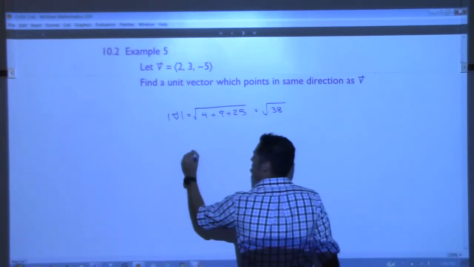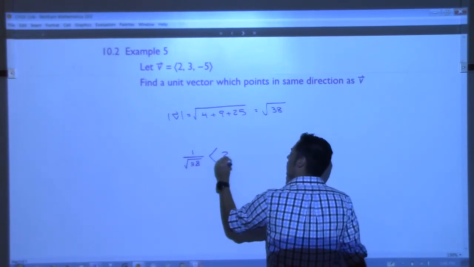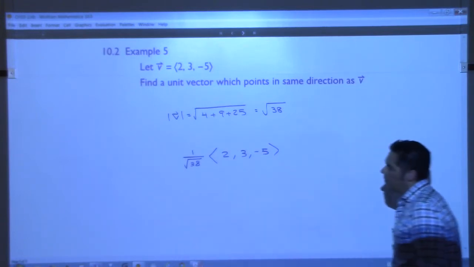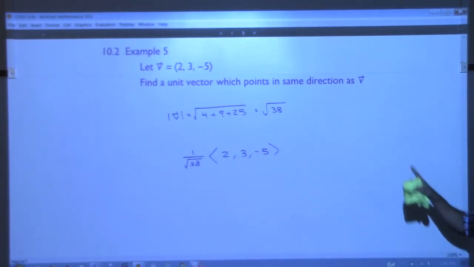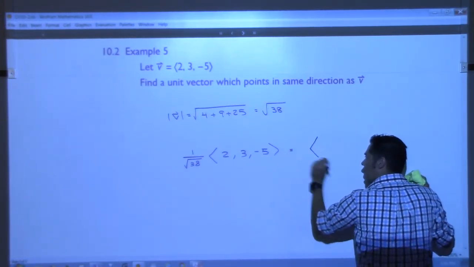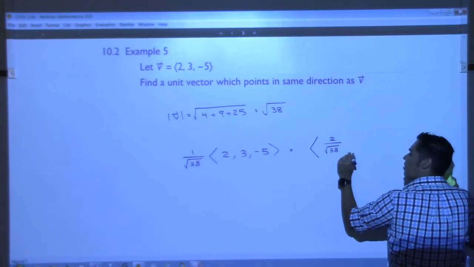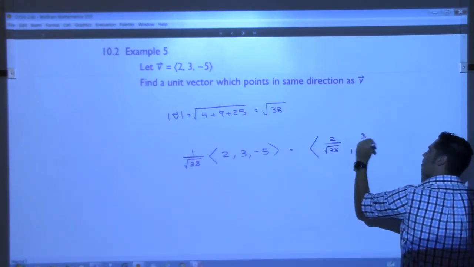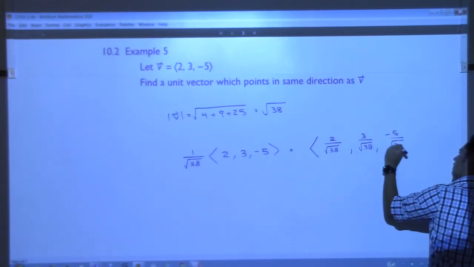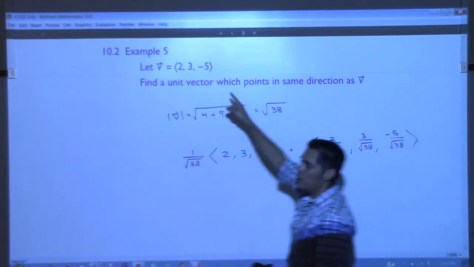Now what I need to do is take 1 over that length and multiply the vector v by that. And because it's a scalar multiplication, it just distributes through to each component. So this becomes, it's still a vector, right? It's 2 over root 38, comma, 3 over root 38, comma, negative 5 over root 38. That's your answer. That vector should be pointed in the same direction as that one, but its length should be 1.